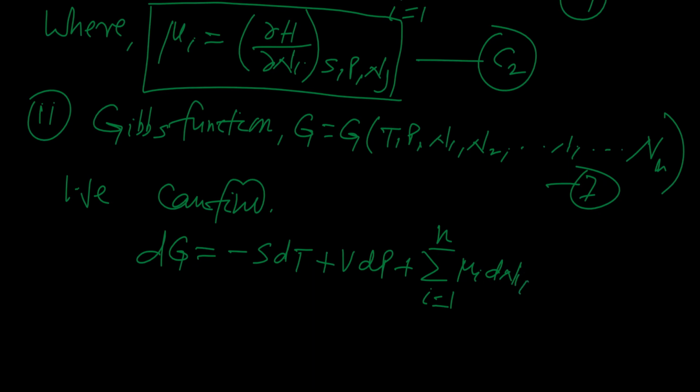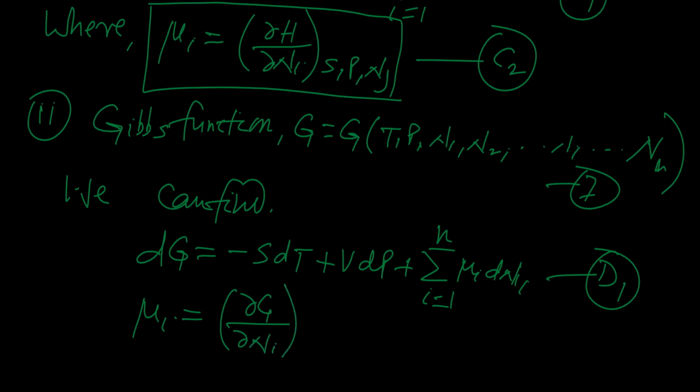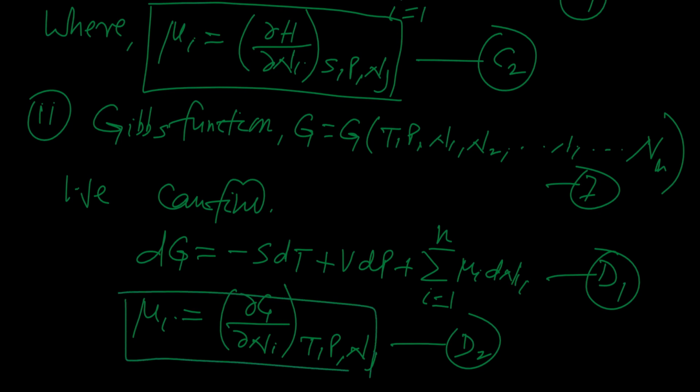Say this is equation D1, and here again mu i is equal to what? Mu i is equal to del G by del Ni at constant T, P, and Nj. This is equation D2.